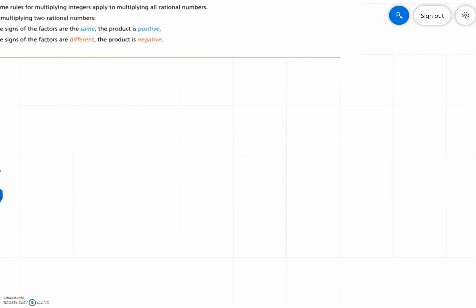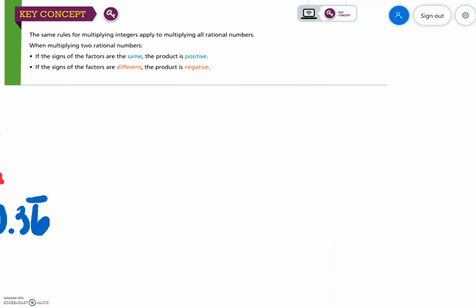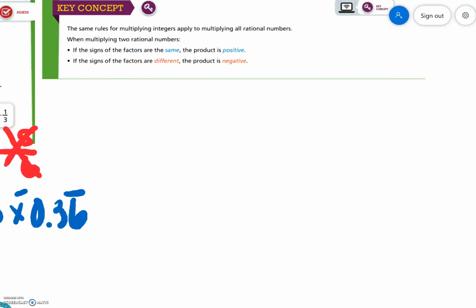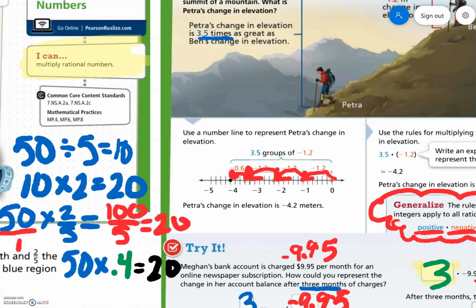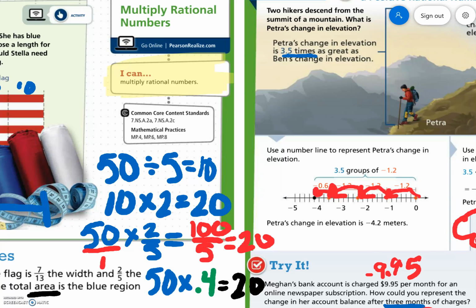Okay, so just to reiterate, factors, the signs are the same, the product is positive, signs are different, the product is negative. So I hope you can all say you can multiply rational numbers.